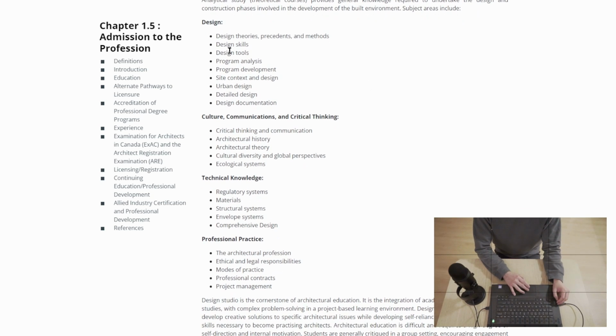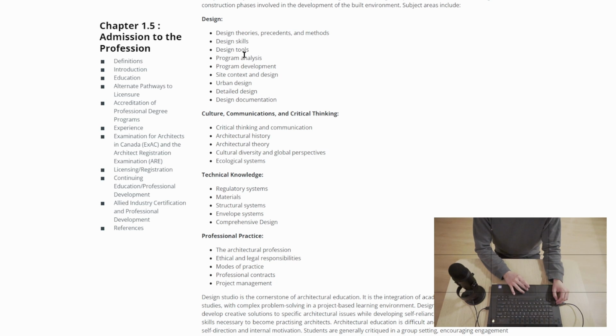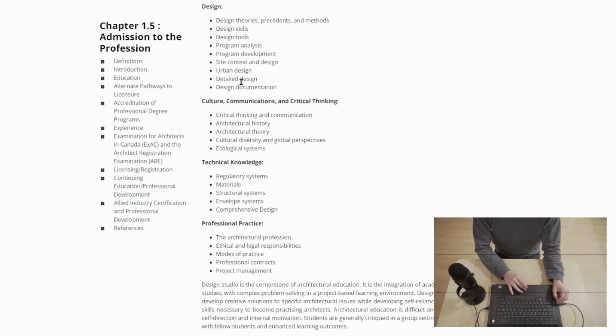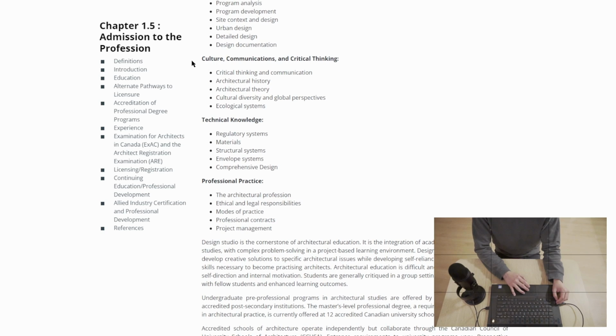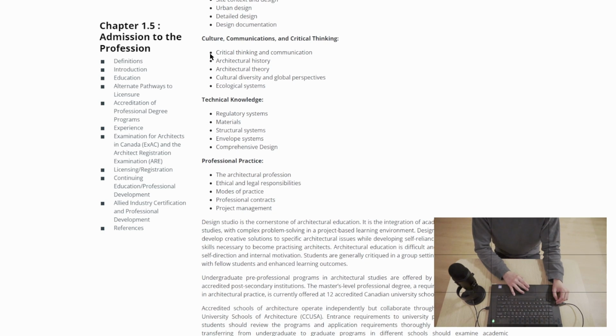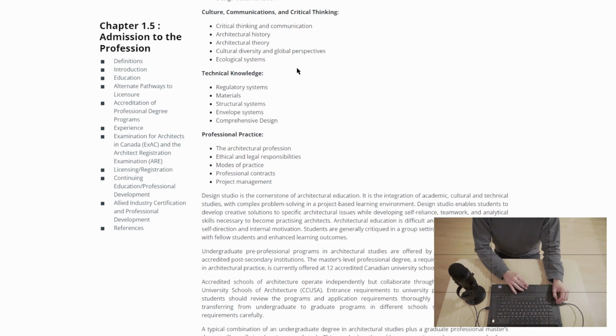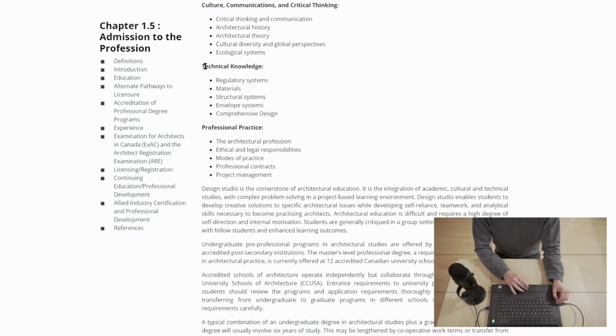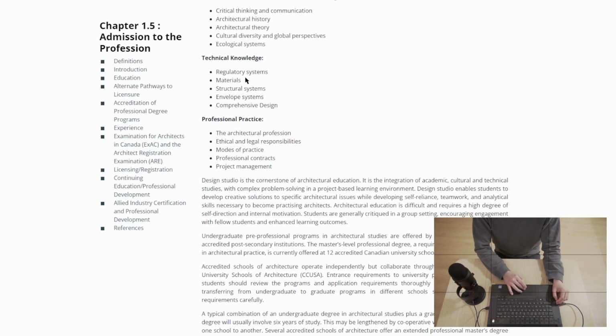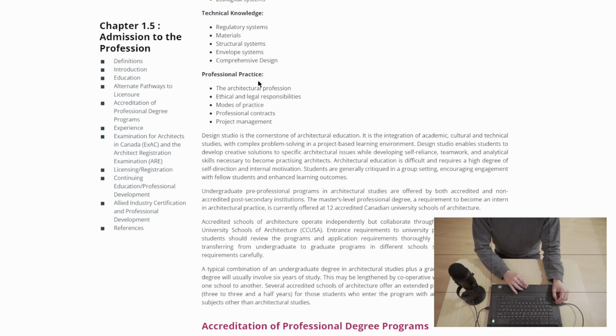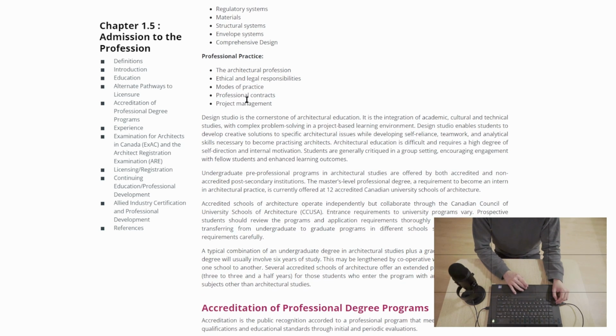Subject areas include, first is design, and under design we have design theories, precedents, methods, design skills, design tools, program analysis, program development, site context and design, urban design, detailed design, design documentation. Next is culture, communications, and critical thinking. We have critical thinking and communication, architectural history, architectural theory, cultural diversity, global perspectives, and ecological systems. Next is technical knowledge: regulatory systems, material, structural systems, envelope systems, comprehensive design, and lastly, professional practice, which is the architectural profession, ethical and legal responsibilities, modes of practice, professional contracts, and project management.